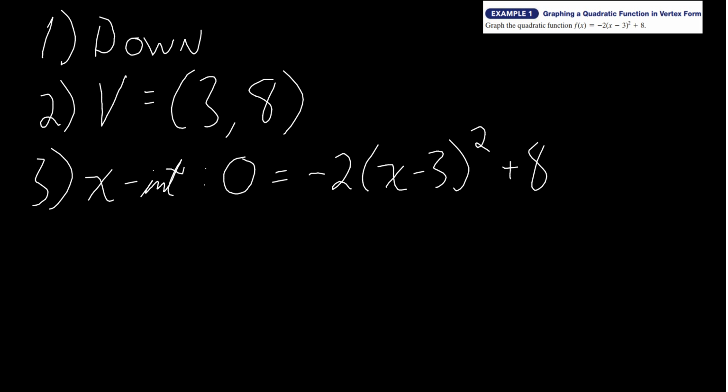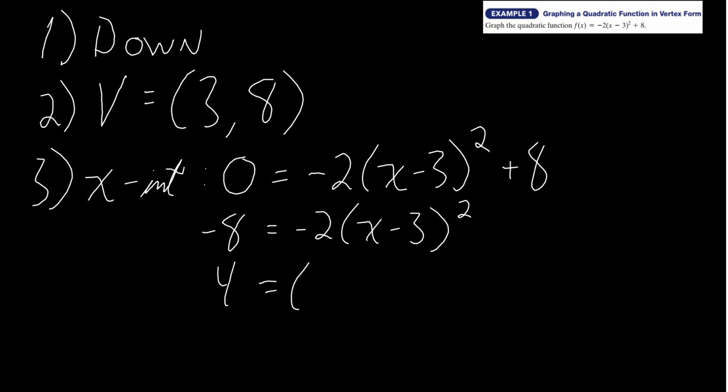All right, solving for 0 here. What we're going to do is subtract 8 from both sides. So we're going to have negative 8 is equal to negative 2 times (x minus 3) quantity squared. We're going to divide both sides by negative 2. So it's going to become a positive 4 equals (x minus 3) quantity squared. We're going to take the square root of both sides. So by taking the square root of both sides, we're going to have plus or minus the square root of 4, which is 2, is equal to x minus 3.